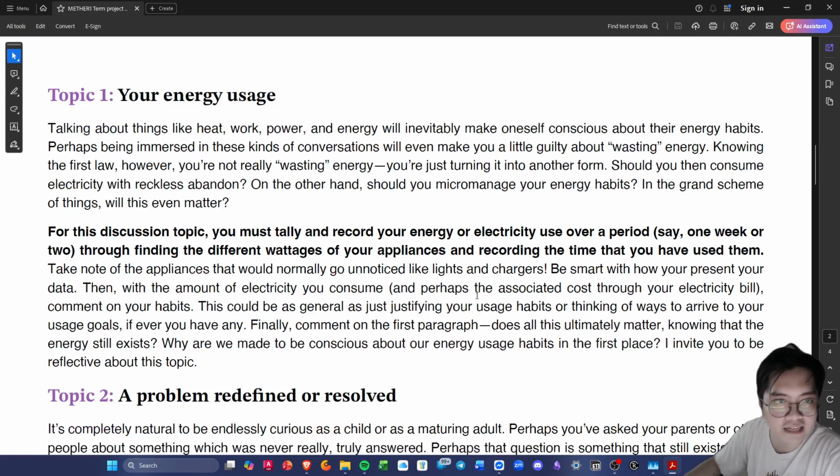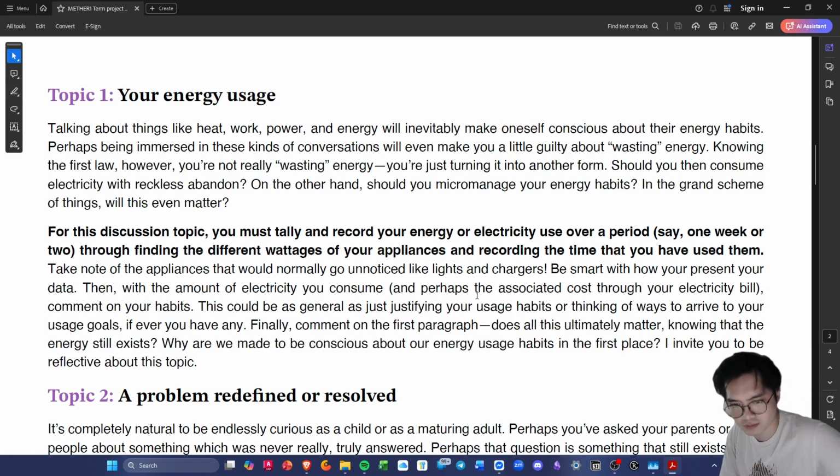Talking about things like heat, work, power, and energy will inevitably make oneself conscious about their energy habits. Like right now, I have my electric fan on, the modem is on, the router is on, my phone, I mean, it's not connected to anything, right? My speakers are on, the monitor is on, of course, my computer is on, there's this little light that's on, right? Perhaps being immersed in these kinds of conversations will make you even a little guilty about wasting energy, right?